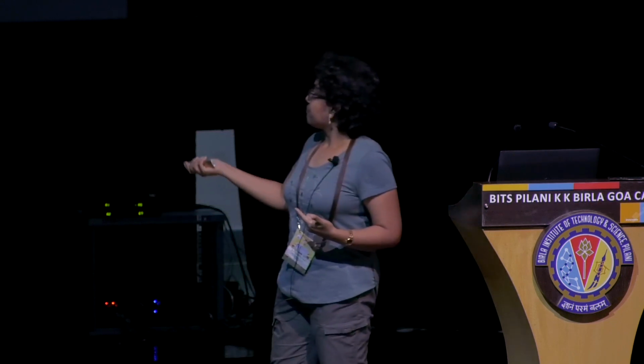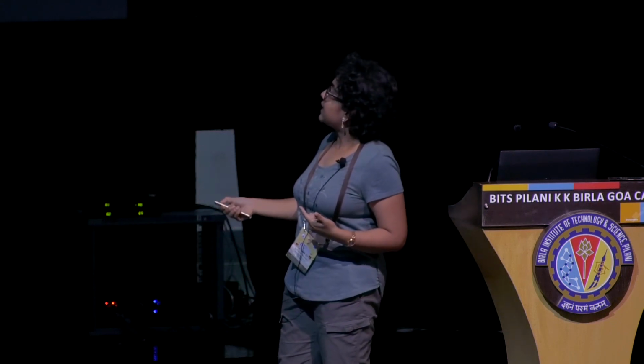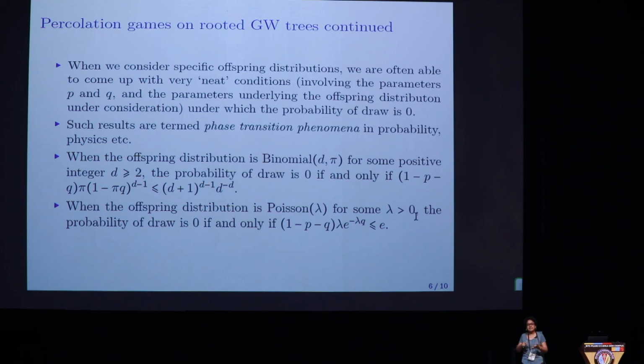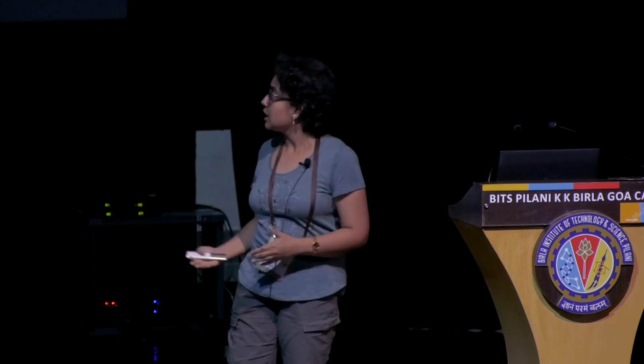And I just wanted to mention that when you take the offspring distributions to be some specific distributions like binomial, which are very popularly studied distributions in discrete probability, so binomial, Poisson, negative binomial, you actually can find very neat expressions for the regimes, depending on P, Q, and the parameters underlying these distributions, where the probability of draw is 0.